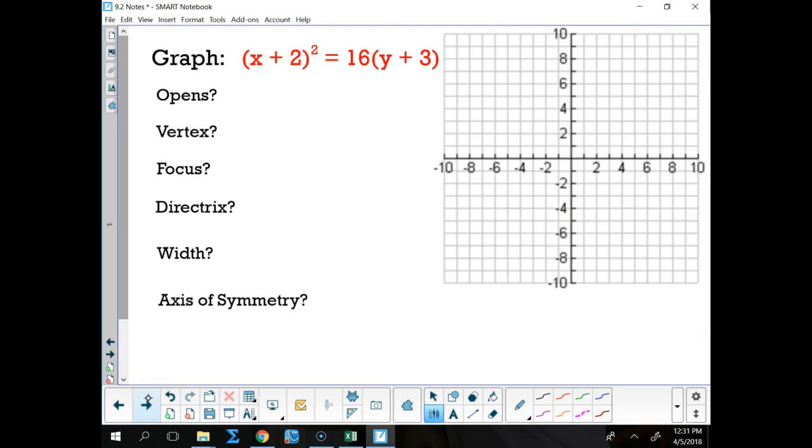You graph me that one. Opening. Up. Do we agree with up? Y being squared... x being squared, 4p is positive. I would agree that it opens up. Vertex. What you got? -2 comma -3. Do we agree with -2 comma -3? Okay. So that is right there.